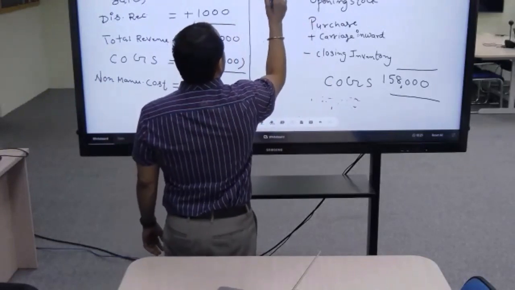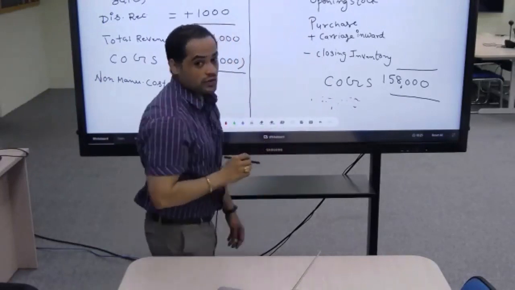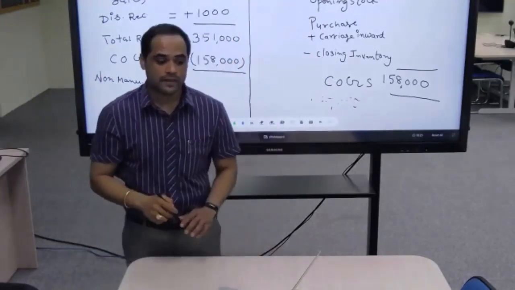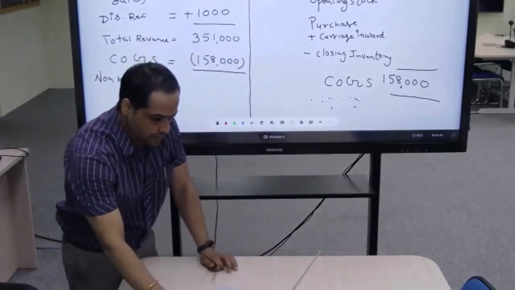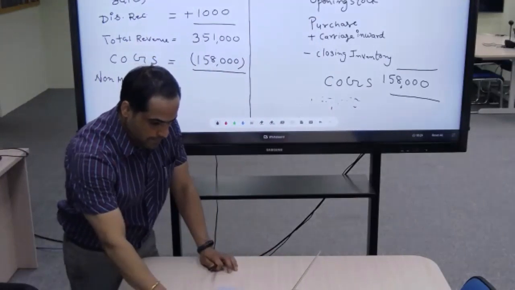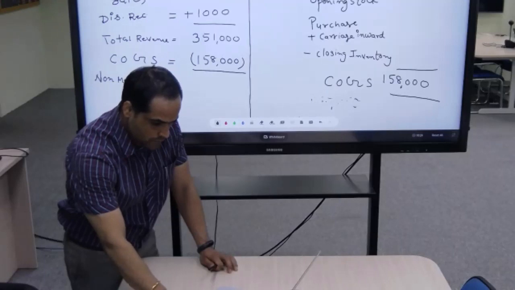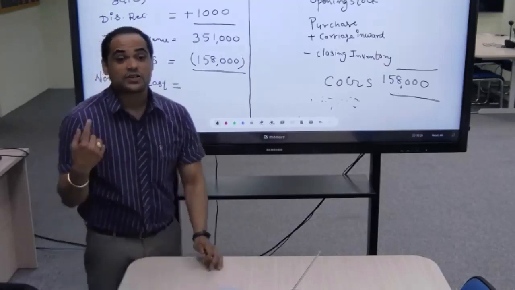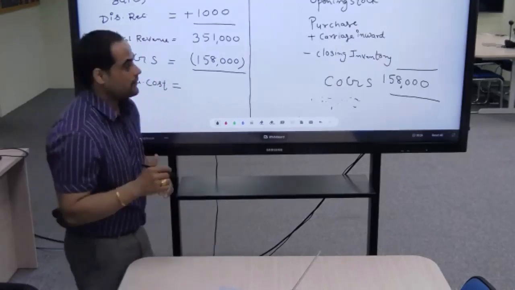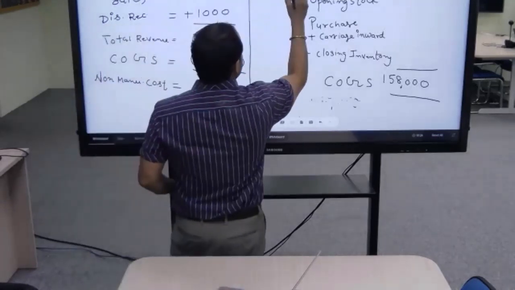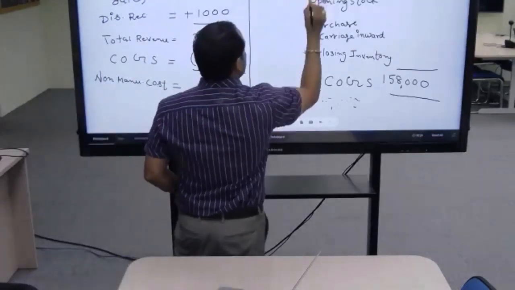So total bad debts. How much is total bad debts? Can you tell me how much that is? Total bad debt is 2,200. That's right. Total bad debts 2,200.